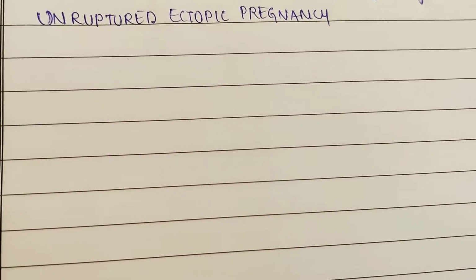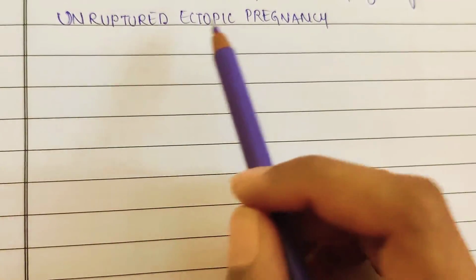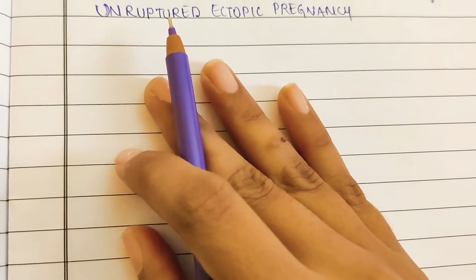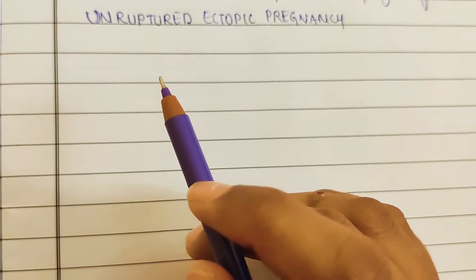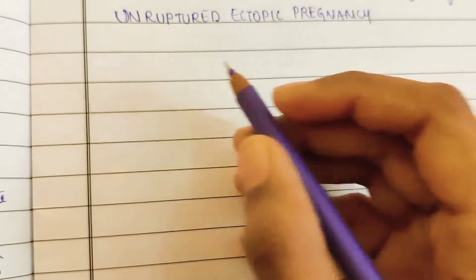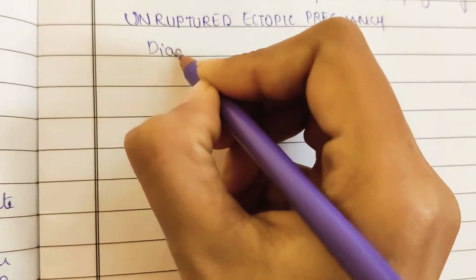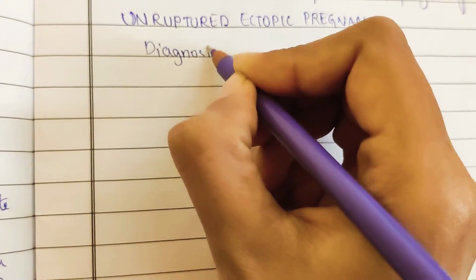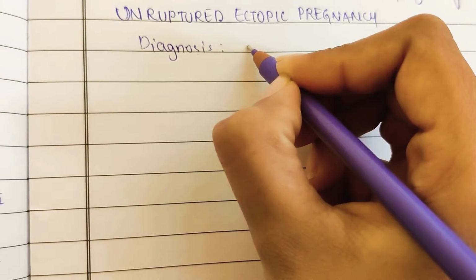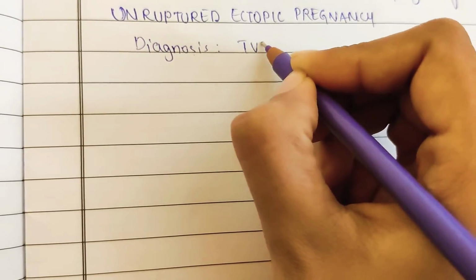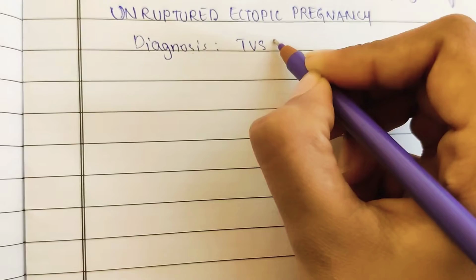Back to our channel. In this video we are going to start about unruptured ectopic pregnancy. In the previous video we already discussed ruptured ectopic pregnancy. So what is the diagnosis for this unruptured ectopic pregnancy? The diagnosis of choice is TVS, that is transvaginal ultrasonography.